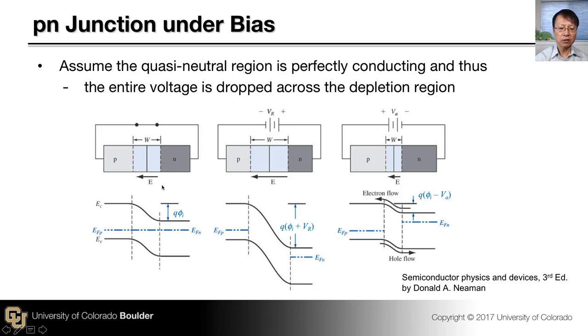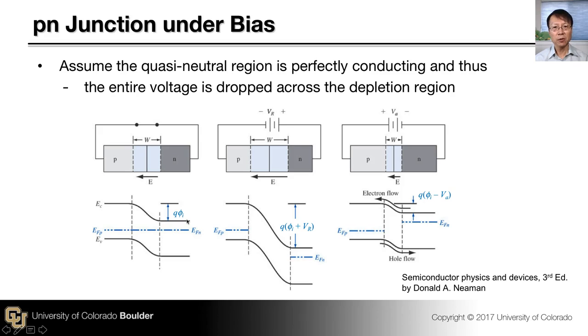The built-in electric field produces potential energy difference. So in terms of the energy band diagram, it produces energy band bending as shown here, and that characterizes the energy difference between the n side and the p side. The amount of energy band bending is characterized by the built-in potential.